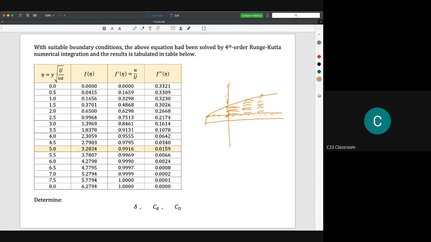Okay, and then we start with eta here. We assume that eta is equal to y times the square root of U over nu x. So the y here actually reflects the y axis here. And then you just give eta equal to 0, 0.1. The more specific numbers make your answer more precise.